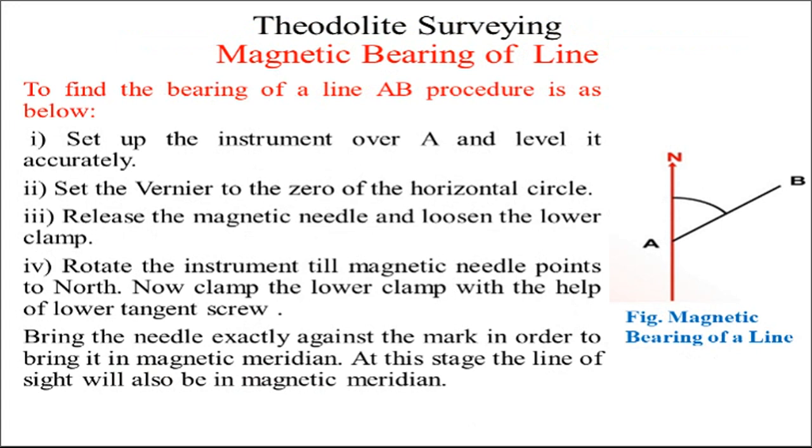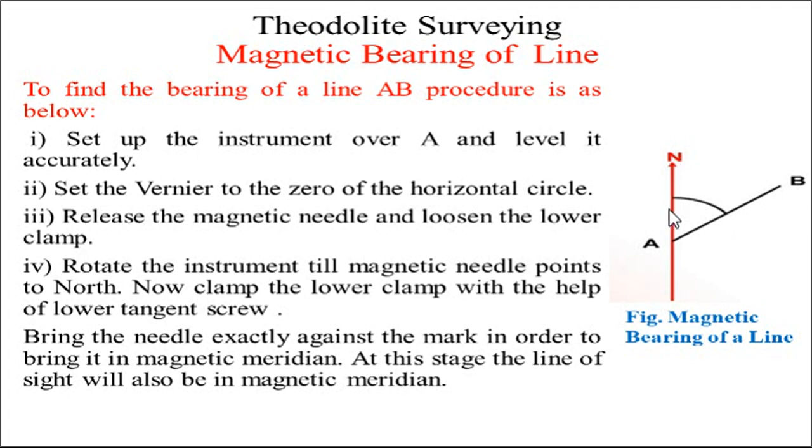Then next one, measurement of magnetic bearing of a line. As we have seen, in case of prismatic compass, we can measure the magnetic bearing of different lines. Now, this theodolite can also be used for measurement of magnetic bearings of a survey line. For this purpose, set up the instrument over A and level it accurately. Suppose this is line AB, for which we want to measure the magnetic bearing. Magnetic bearing is nothing but the angle made by the survey line with the north direction.